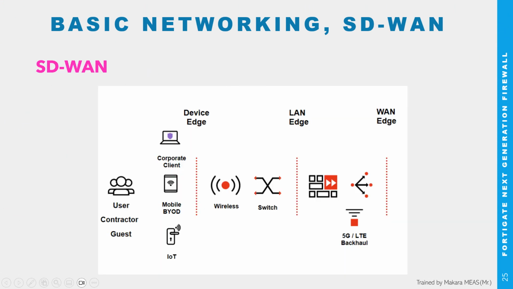Okay, so we go to the SD-WAN. In FortiGate, we use SD-WAN for software-defined WAN. We can do things like application routing. We can also monitor and automatically fail over for WAN connections. Okay, so we have the user, we have the switch, we have the AP, and the FortiGate firewall.